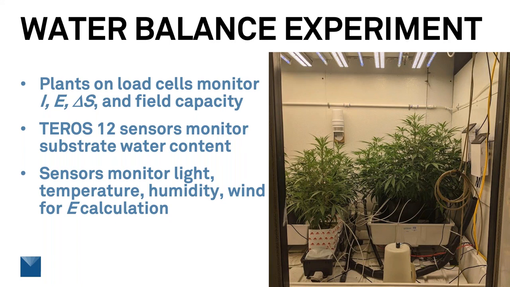These plants are on load cells so that we're able to continuously monitor the weight of each set of plants and their substrate. We also had Arroyo water content, electrical conductivity, and temperature sensors, the TEROS 12s, in these substrates. Other sensors monitored light, temperature, humidity, and wind for the calculation of E that I just described. So you'll see the load cells allowed us to directly measure irrigation amounts, transpiration rates, and the change in moisture of the substrate.